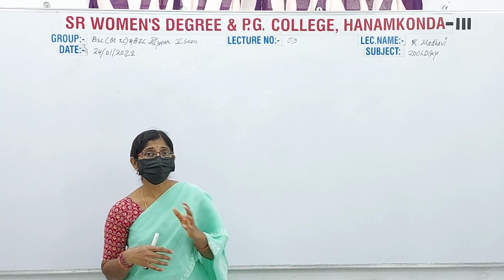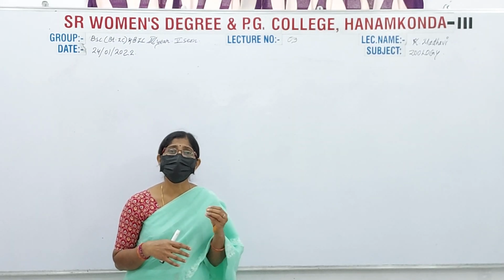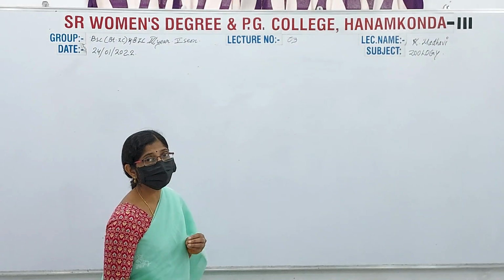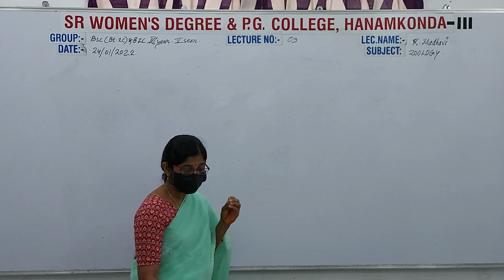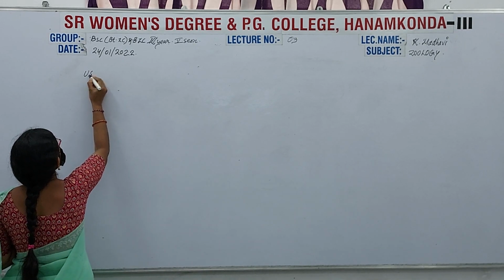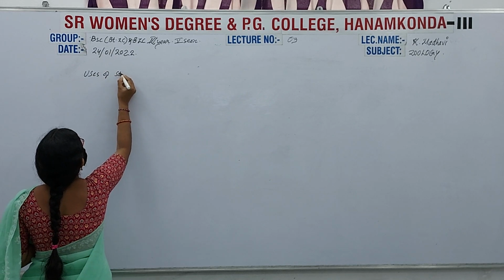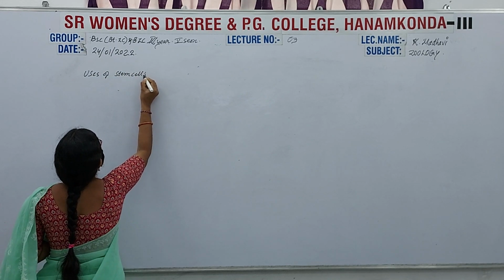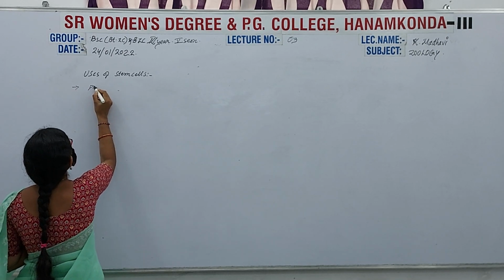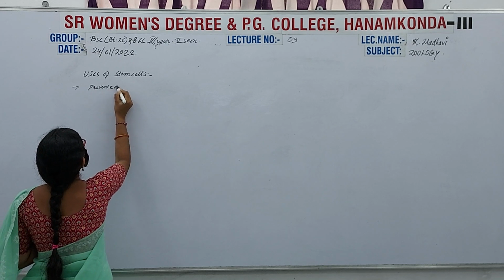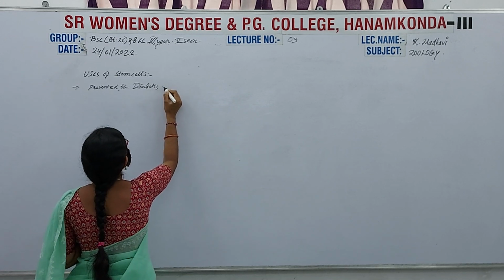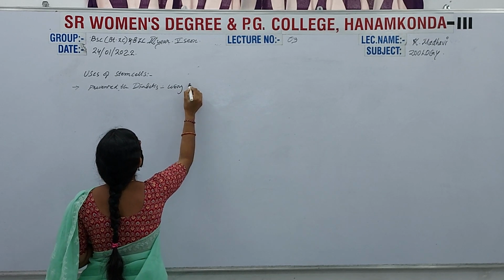Stem cell therapy. Let us discuss how stem cells are used to prevent diabetes. Let us discuss a few more points in this class, that is the applications or uses of stem cells. The first one is to prevent diabetes disease using these stem cells.